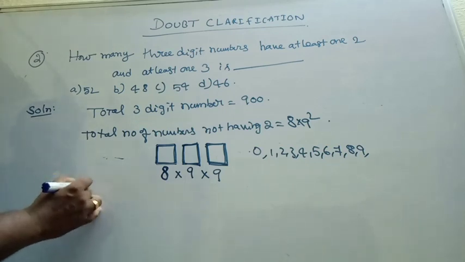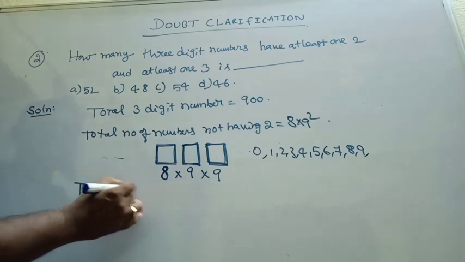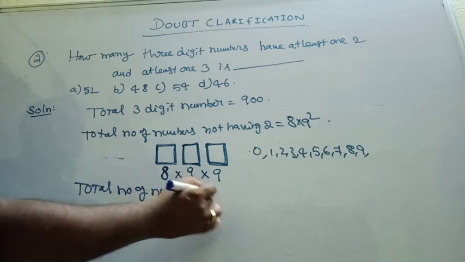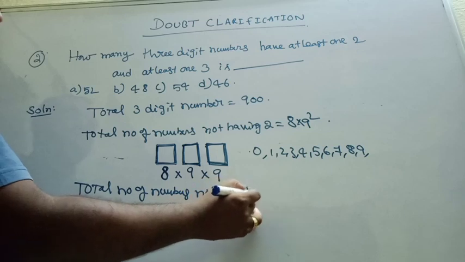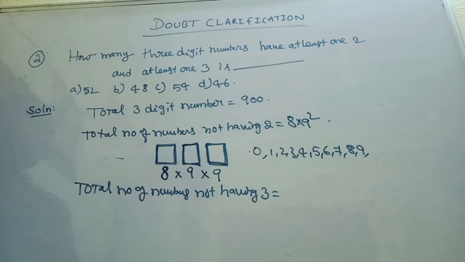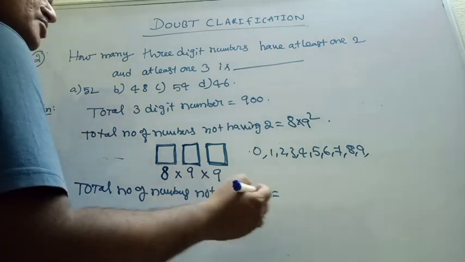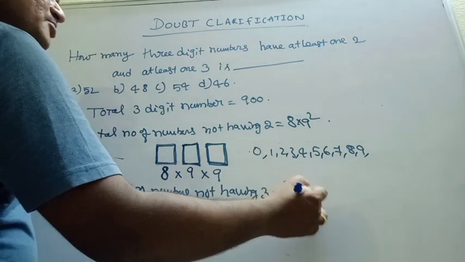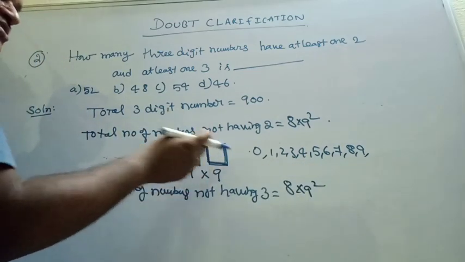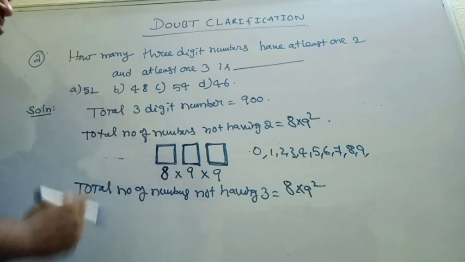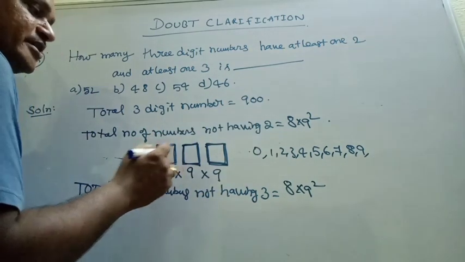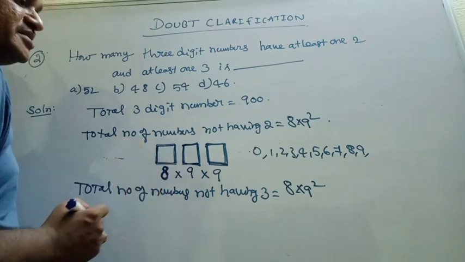Next, in the same way, total number of 3-digit numbers here not having 3. The same concept here also you are going to get 8 into 9 square. Okay, the same concept here, my dear students. This is unit digit, tens digit, hundreds digit. Here you should not use 0 and 3 here also. 0 and 3 means there are totally 8 possibilities here.